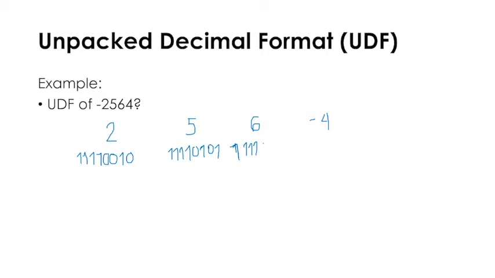And the BCD format of 6 is 0110. And for the negative number, the sign bit will be 1101. And the BCD format of 4 is 0100. So our final answer will be this one.